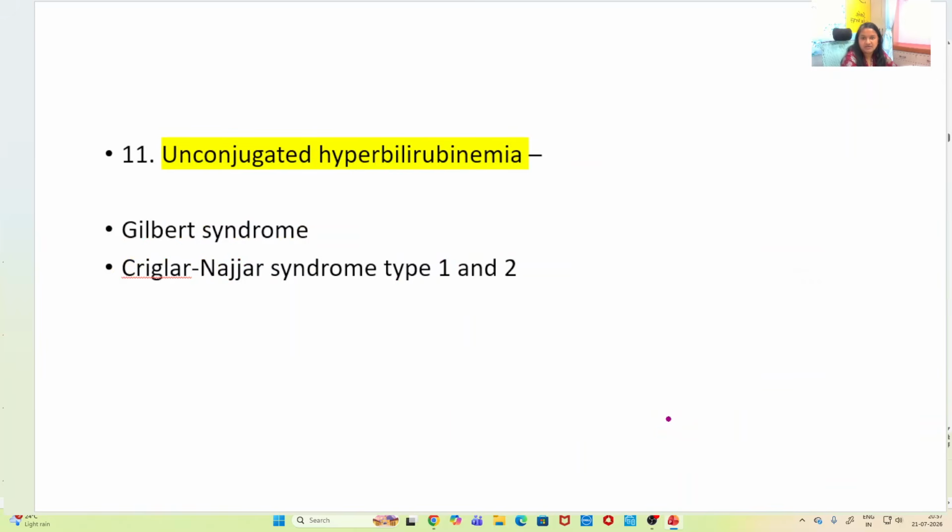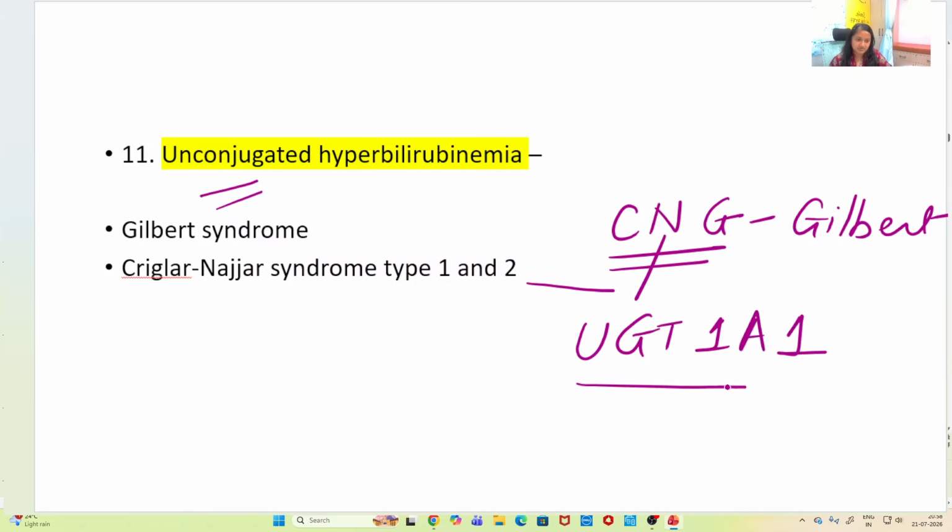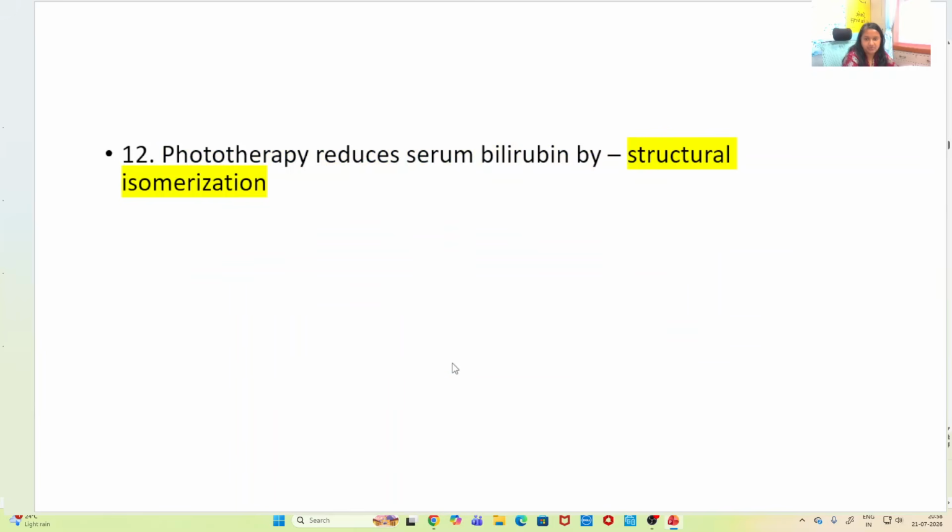Unconjugated bilirubinemia, remember CNG, okay, for unconjugated hyperbilirubinemia. Now what is G? G for Gilbert syndrome. And CN is Crigler-Najjar syndrome type 1 and 2. Now both of these are caused by mutation in the gene UGT1A1. Remember this for the MCQ part.